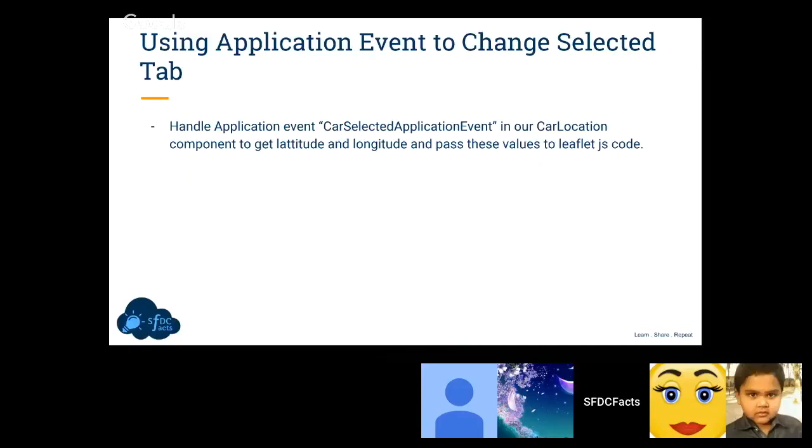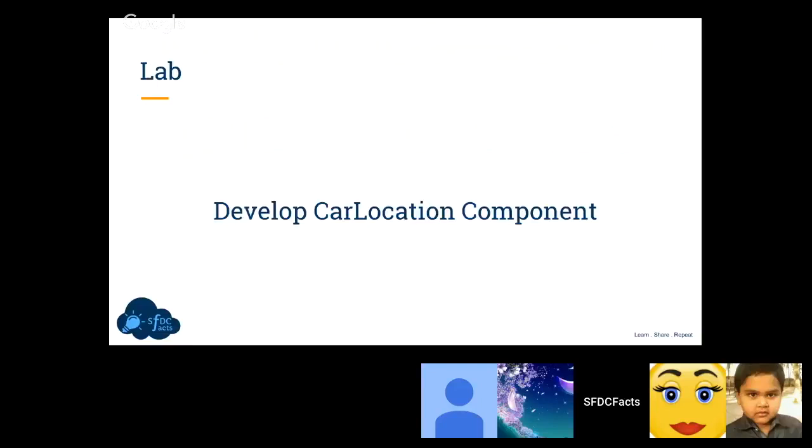If you see, we are already firing an application event from our car tile component. That application event is passing our car object, which is currently being selected, and we are already handling that application event in our car details component. We will be handling the same application event again. We will not create another application event. We'll be handling the same application event in our car location component as well. So let's develop our car location component.